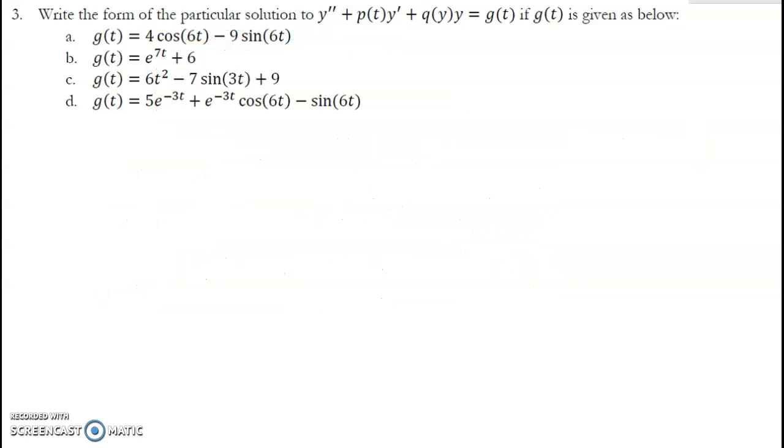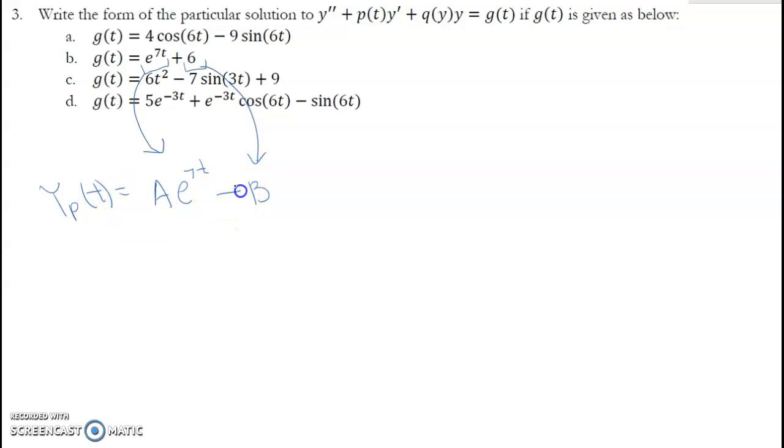Alright, let's go ahead and do similarly for part B. So it seems like part B has two parts to it. The first part is this exponential part, and the second part is just the number. Alright, so let's take guesses for those. The guess for e to the power of 7t, the particular solution for that, is just capital A e to the power of 7t. And the guess for just a number is just another number.